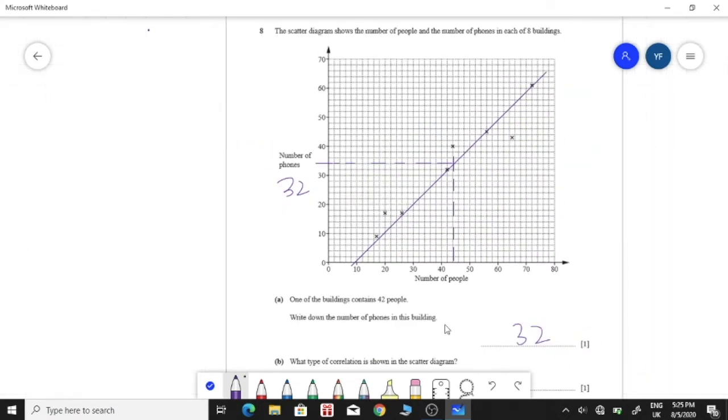B, what type of correlation is shown in the graph? Well, this is positive correlation since the points are going upwards in the right direction.